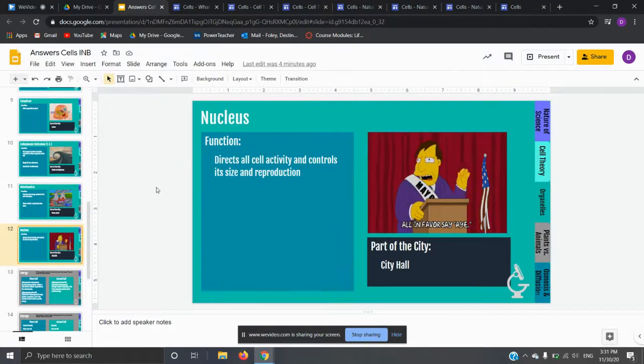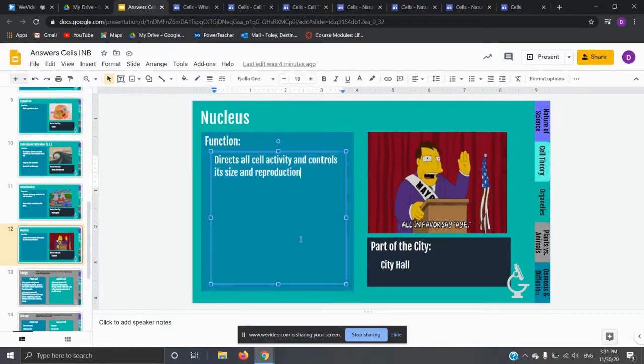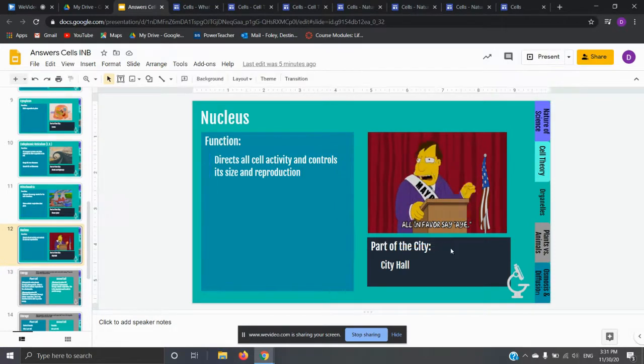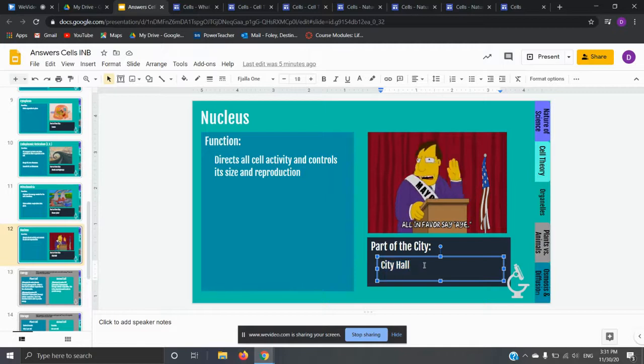All right, next one is slide 12, which is the nucleus. The nucleus is normally in the center. It directs all cell activity and controls the size and reproduction. So it has your DNA, it has all the instructions you need for your cell to grow and for your cell to reproduce and split and things like that. An example of this is City Hall. City Hall runs the city. The nucleus runs your cells.